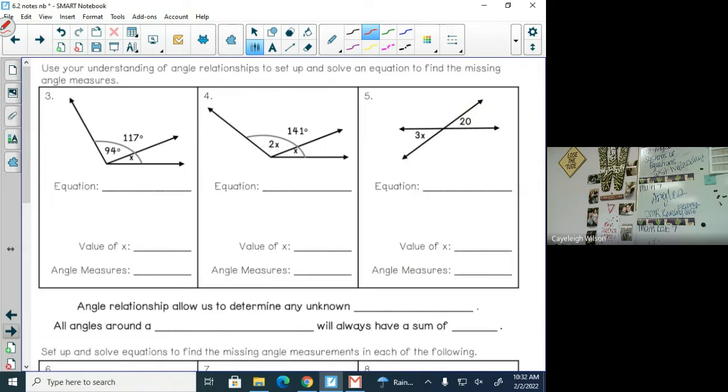Okay, so it says, use your understanding of angle relationships to set up and solve an equation to find the missing angle measure. So you have to write an equation. Okay, you can't just give me an answer. So looking at it, it tells me, look up here. It tells me that this whole entire angle, the whole thing, is 117. They tell me that this piece right here, this little piece is 94, and they want to know what X is. So does anybody have any ideas?